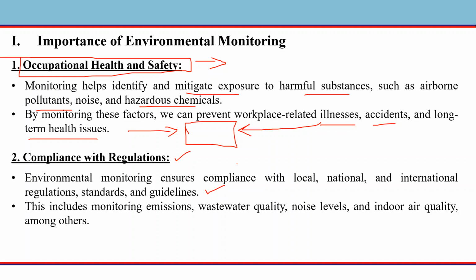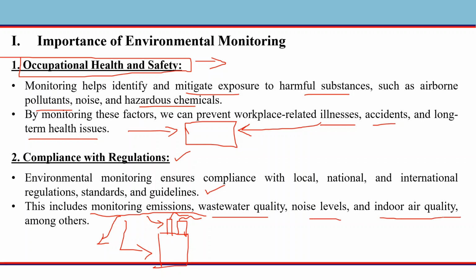This includes monitoring emissions, one of the most important aspects. So, let's say for a factory, what are the emissions? How much different gases or harmful substances are being emitted into the environment? That is an important aspect and that needs to be monitored. Then the wastewater quality, noise levels, and indoor air quality. All of these are aspects and are to be followed according to the regulations. That could be any of these, local, national, or international.